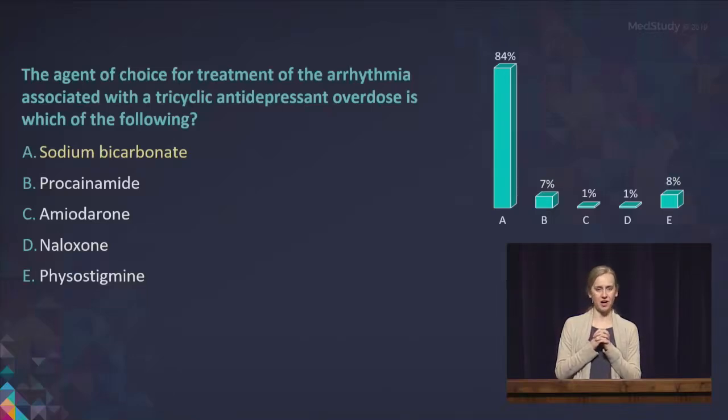Good, so the sodium bicarbonate, exactly. So we're remembering that TCAs can cause the anticholinergic side effects, but we're not going to treat with physostigmine like other anticholinergics, right? Procainamide and amiodarone are both things that we would use if the patient developed an arrhythmia, and then naloxone is our antidote to opioid overdose.